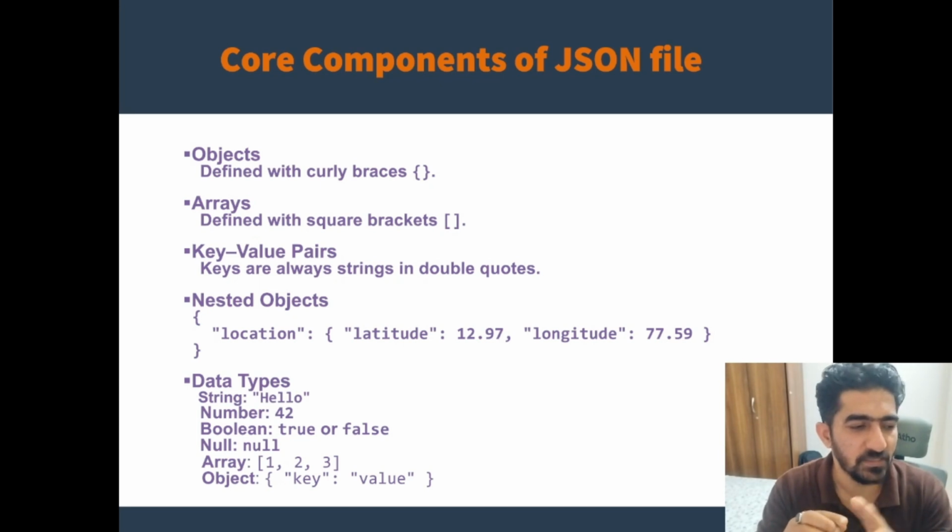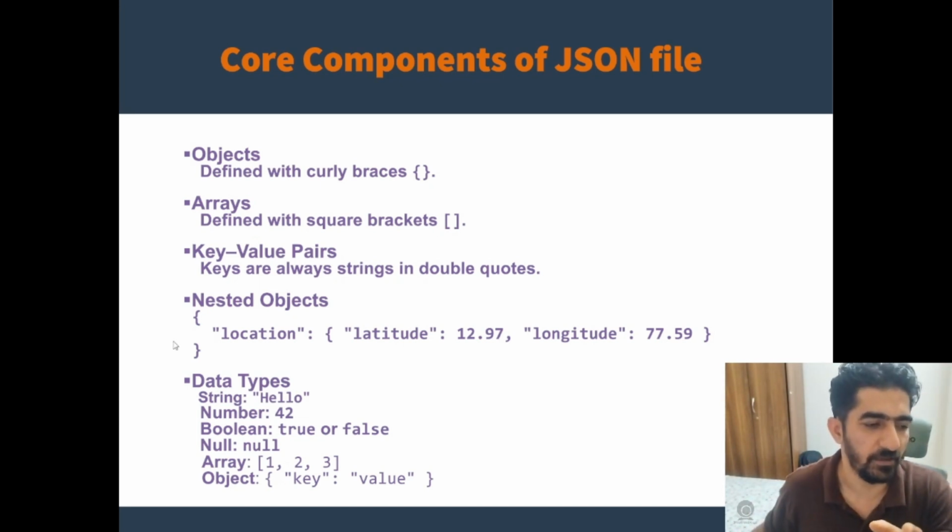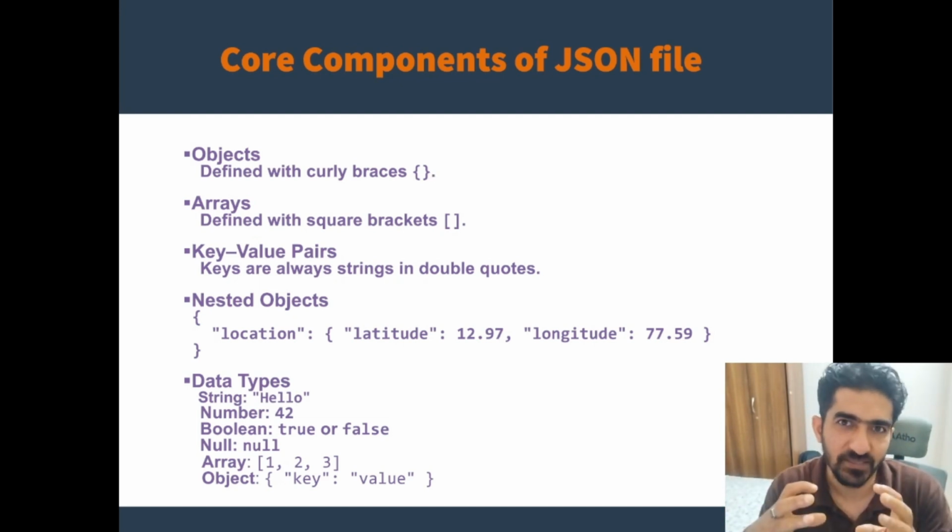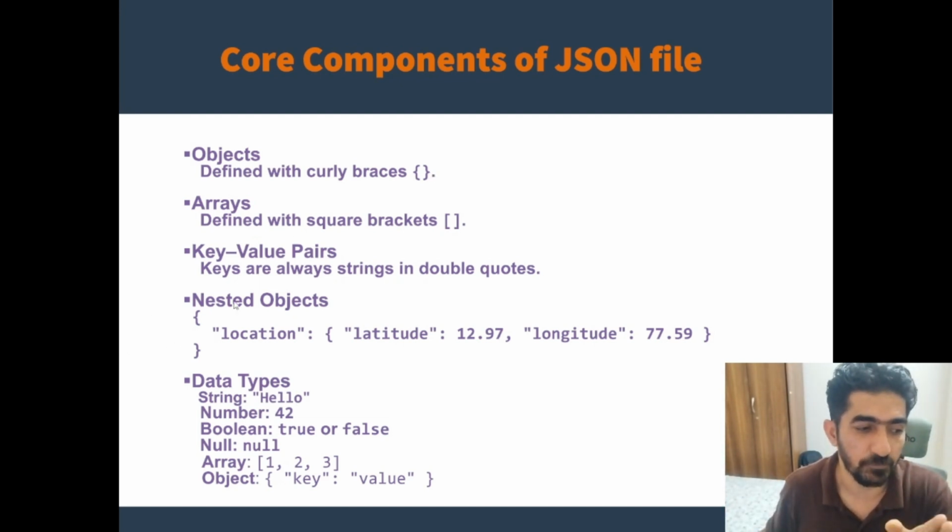Next is a key value pair. The main component of any JSON file is a key value pair. That file can contain only one key value pair, or there can be multiple objects and arrays, but the main component of that file remains the key value pair. We have a key and a value separated by a colon. Here I have given an example of nested objects. As you see here, we have curly braces and we accommodate our objects inside them.